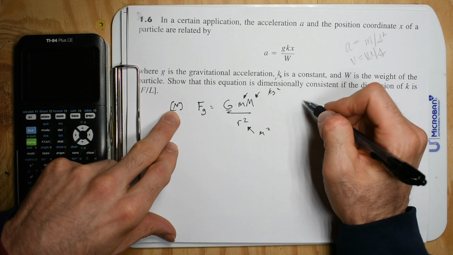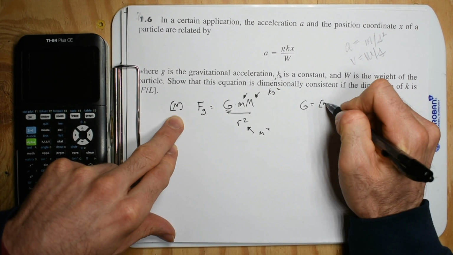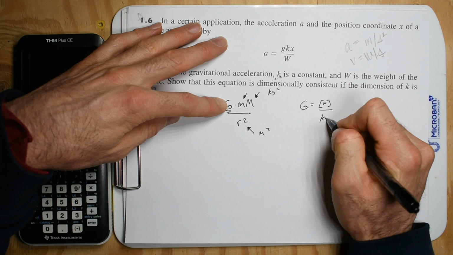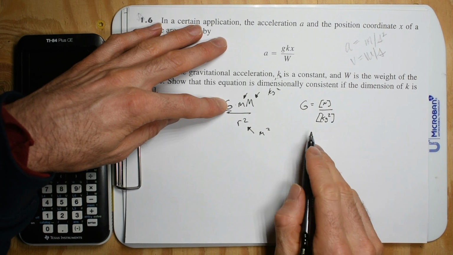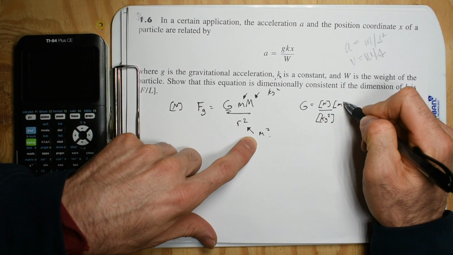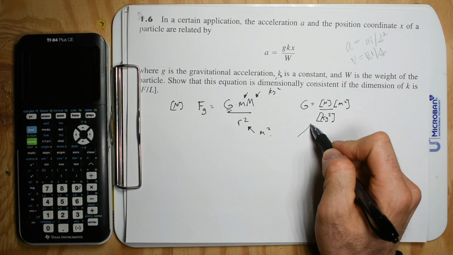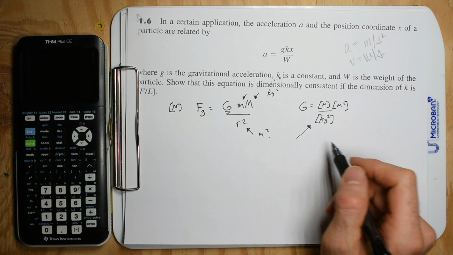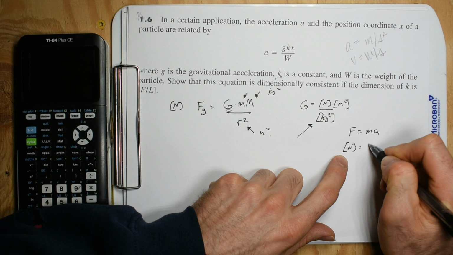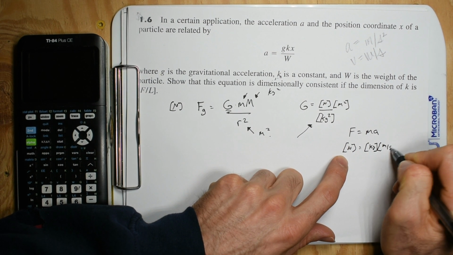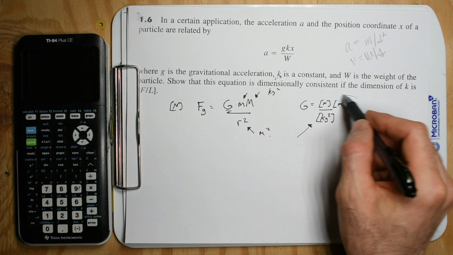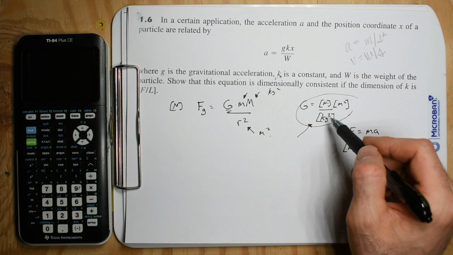So G has to have the force in it, so it's got to have the newtons. And it can't have kilograms, so it's got to divide both those kilograms out, kilograms squared, and it doesn't need any meters, so it's got to cancel out those meters. And then if you use F equals ma, this says that a newton is equal to a kilogram meter per second squared, now we can get this whole thing in terms of newtons and this whole thing in terms of mass.